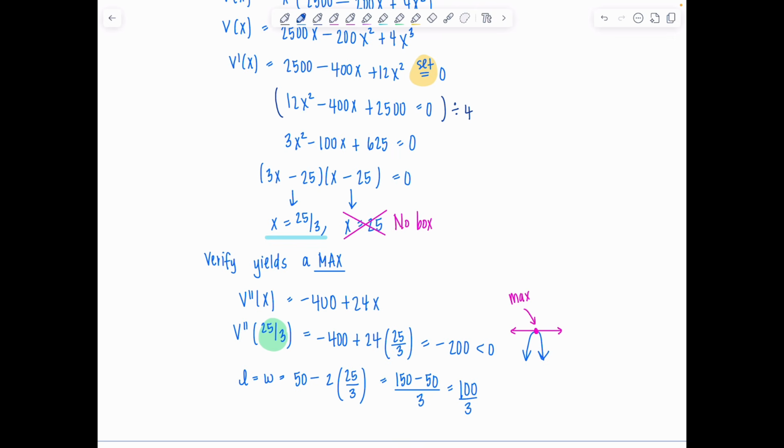So I'll put units in now. So the dimensions, let's just box our final answer over here. Dimensions would be 100 over 3 inches by 100 over 3 inches by the height is only 25 over 3 inches. And no one asked for the volume, but you could give it to them if you wanted.